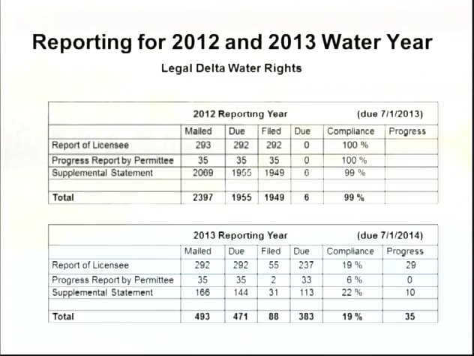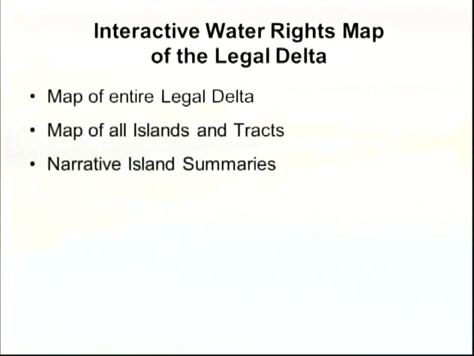The next thing I would talk about, and again, it's on this theme of providing more certainty in the Delta, and I talked about this a little bit during my last update, is that we've developed this interactive water rights map of the legal Delta. It's on the Board's website under the Delta Water Master icon, and it's a pretty interesting thing where you can click on the various links and get a map of the entire Delta showing every diversion, all the maps. You can click on individual islands and tracts, get information and narrative summaries. Just an example of how that works.